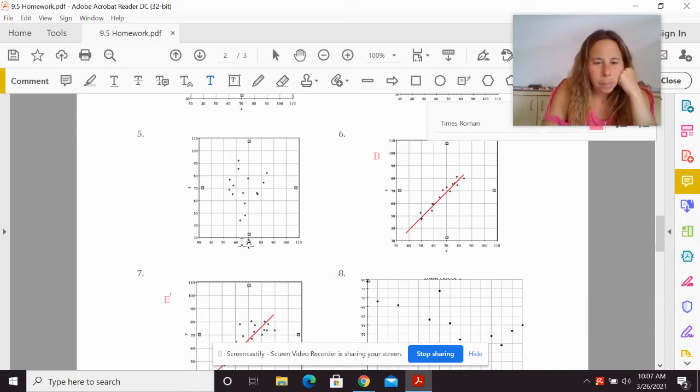Let's see. So let's look at what's my first x value here. So I'm like right here. Here are my x values. So as my x value increases, 70, kind of does both.